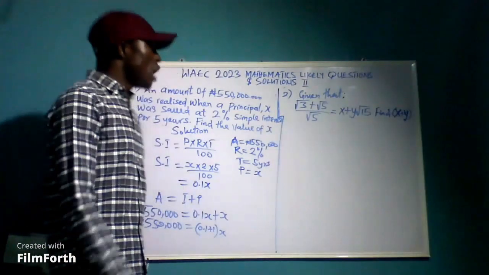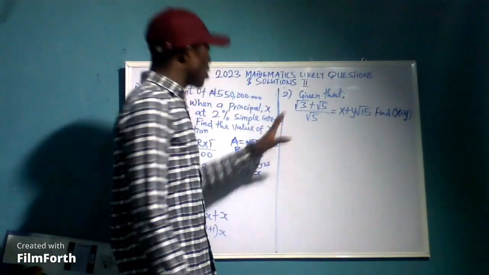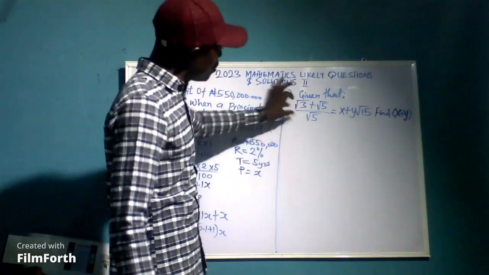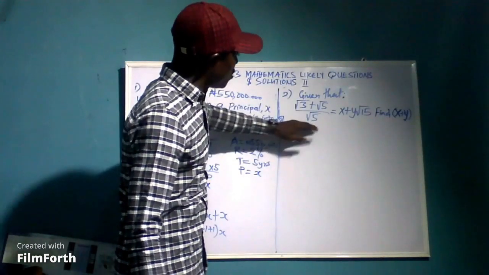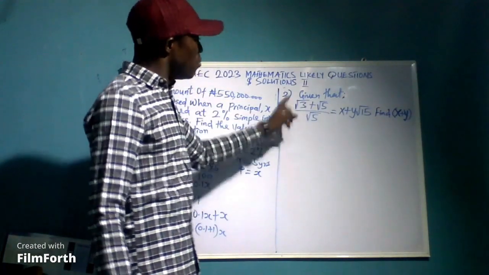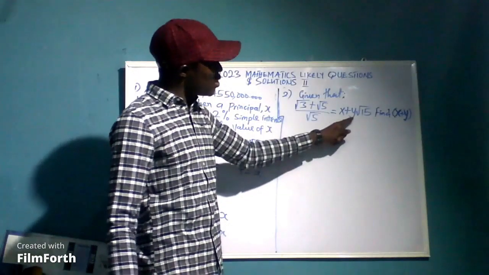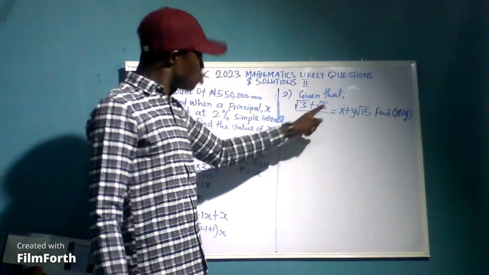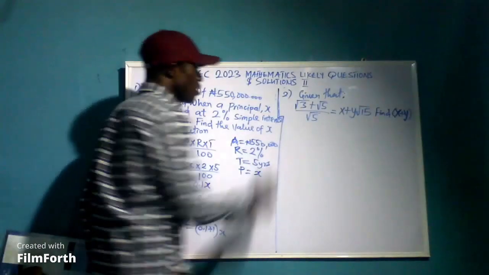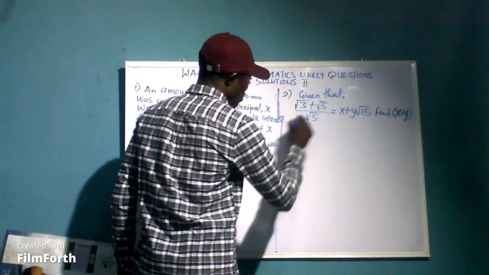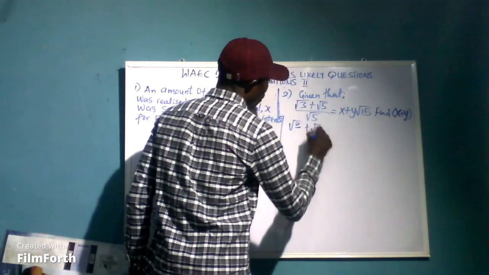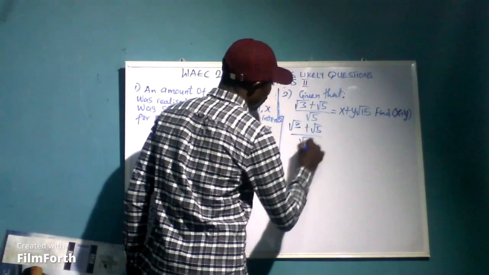How do we find x plus y? The first thing we do is to do something to this particular part of the equation, so that it will be in the form of the other parts. We want to do something to this so as to be in the form of this. And what do we do to it? We have root 3 plus root 5, all over root 5.